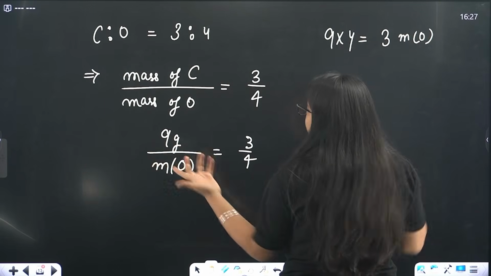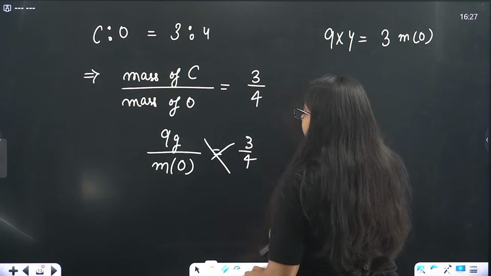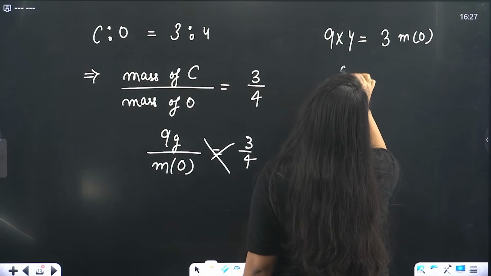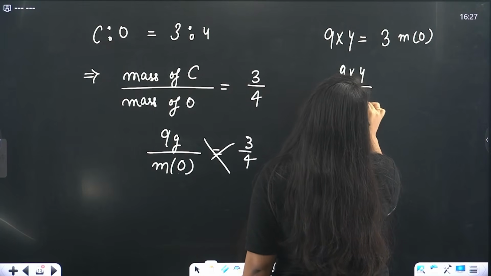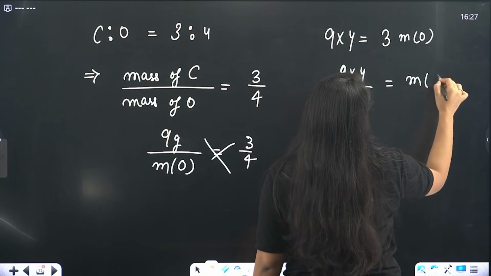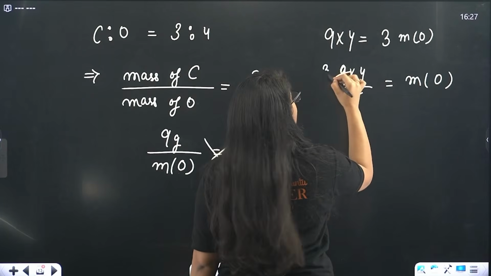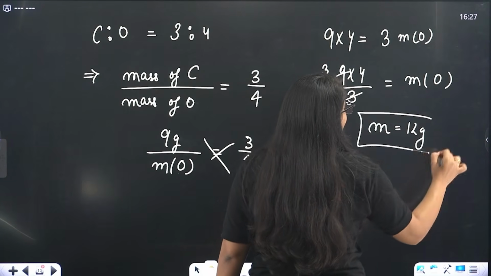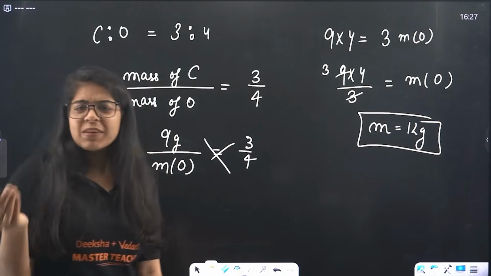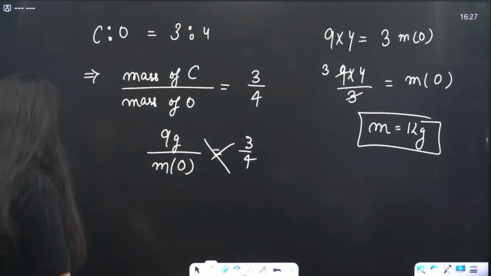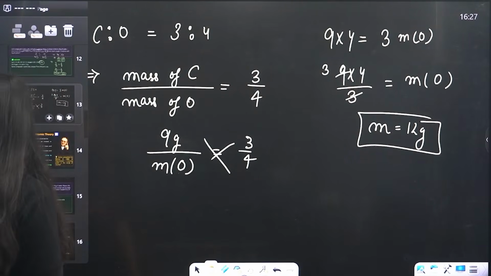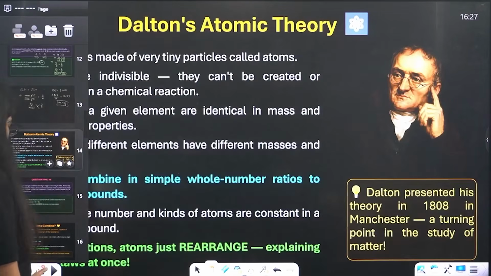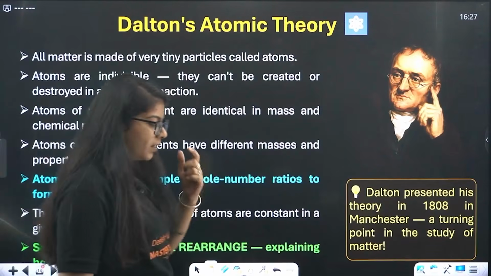9 into 4, simply cross multiply, right? So this will be 9 into 4 divided by 3 equals the mass of oxygen, and this will come out to be 12 gram. Understood? Very easy. Okay, next, moving on to Dalton's atomic theory.